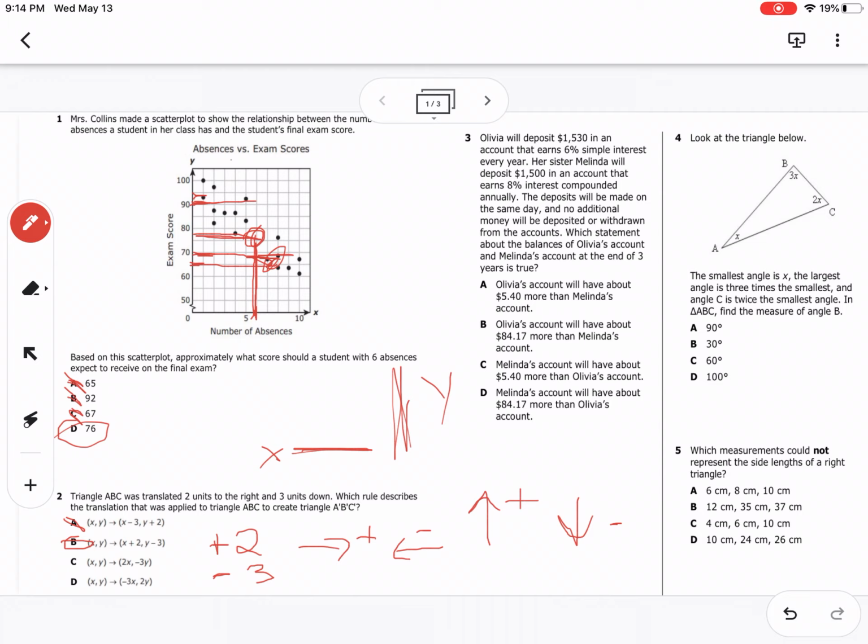Okay, so number 3. Olivia will deposit $15.30 in an account that earns 6% simple interest every year. Her sister Melinda will deposit $15,000 in an account that earns 8% interest compounded annually. The deposits will be made on the same day and no additional money will be deposited or withdrawn from the accounts. Which statement about the balances of Olivia's account and Melinda's account at the end of 3 years is true?